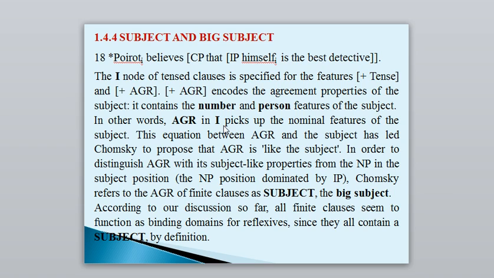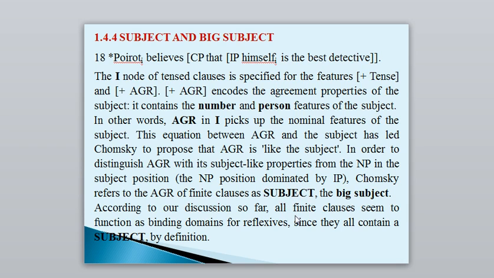This equation between agreement and the subject has led Chomsky to propose that agreement is like the subject. In order to distinguish agreement with its subject-like properties from the NP in the subject position, Chomsky refers to the agreement of finite clauses as subject or big subject. So when there is an inflection in each finite sentence, we have agreement. Agreement with what? With the subject. So if we have agreement features, we have a kind of subject, a big subject.